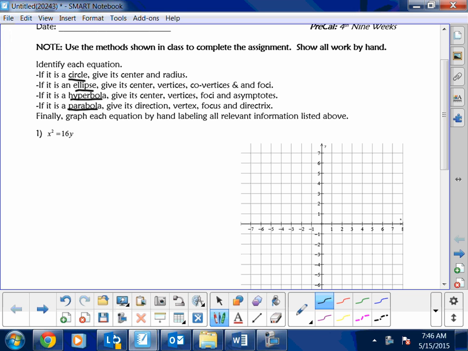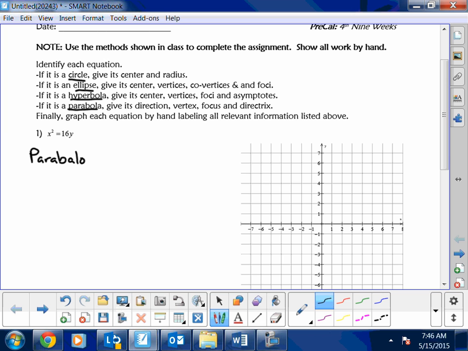Now the first thing they want us to do is identify it, and after you identify which one you pick out, they're going to want you to answer certain information. So the first one that we have here is actually going to be a parabola. And the reason why we know it's a parabola, first of all, is we have x squared.